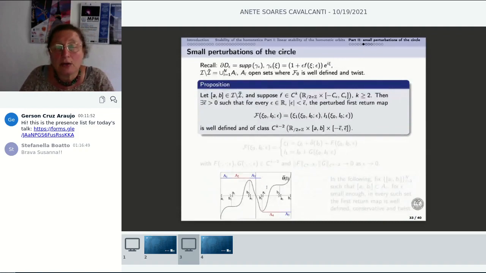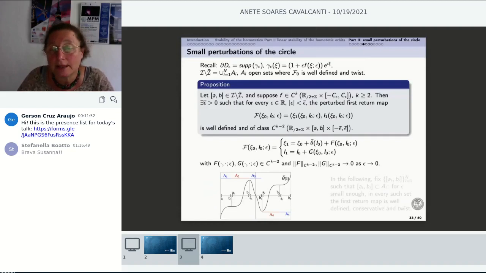And when we think of perturbing the set, the map will be perturbed and will still be well defined, provided the perturbation of the boundary is smooth enough. And in fact, when we take a C^k perturbation of the circle, then the map loses 2 degrees of differentiability and will be of class C^(k-2).